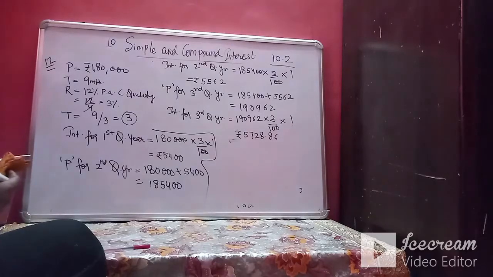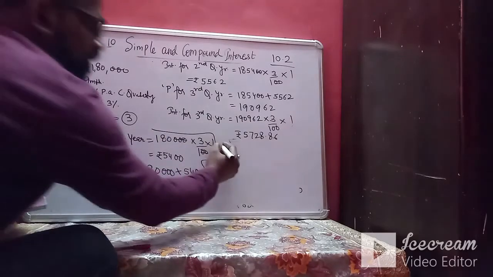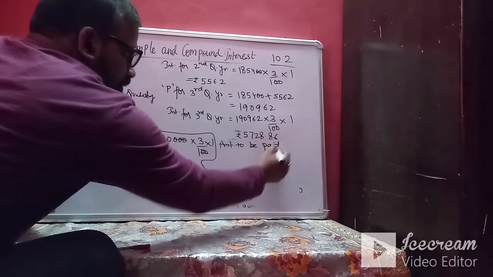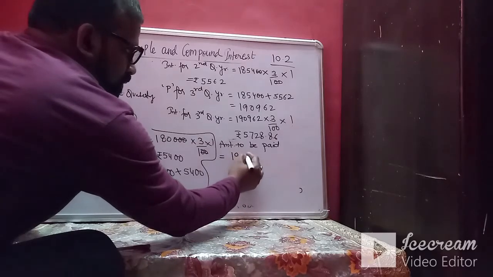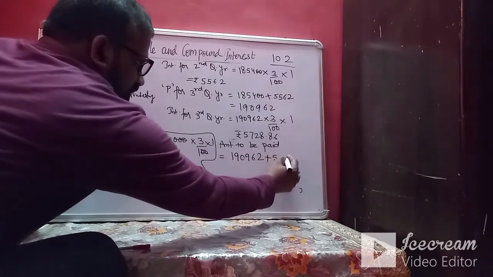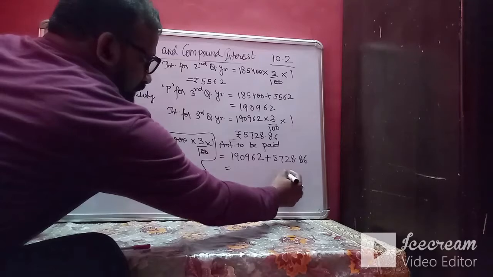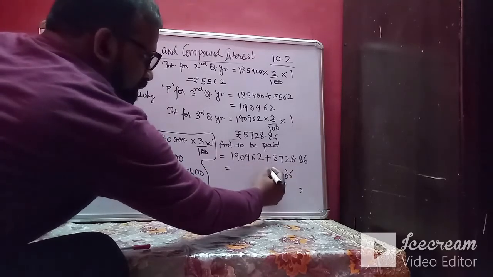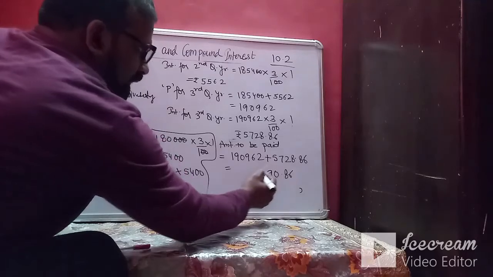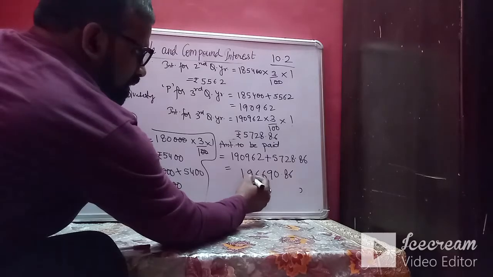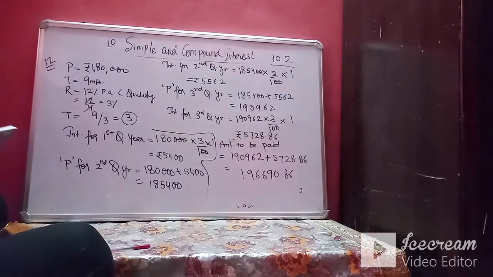Now we have to calculate what amount she has to pay to the bank to clear the loan. So amount to be paid is how much? 190,962 plus 5728.86, that is 196,690.86. So this will be the final amount that Rashmi has to pay in order to clear her loan.